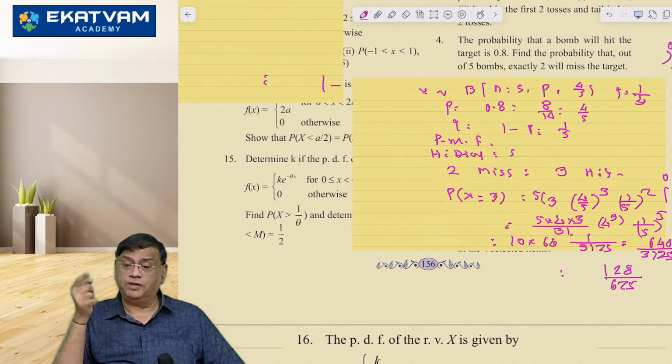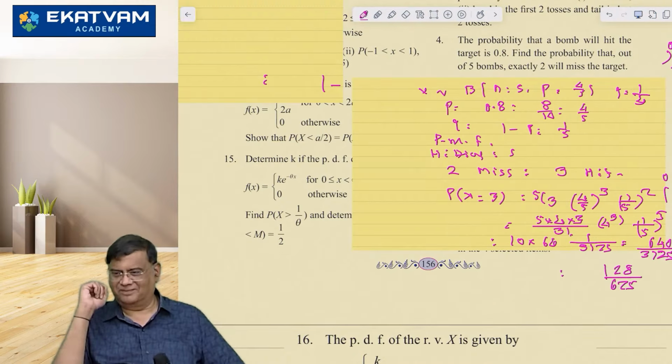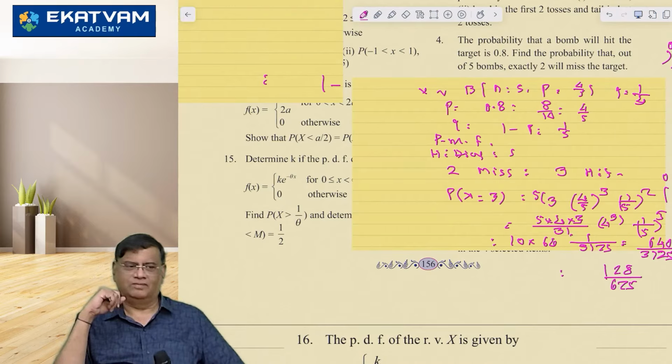मग केलं तर मग P बदलेल Q बदलेल. Then P will be 1/5. चालेल. क्या सक्सेस है वो डिफाइन करो. हिटिंग सक्सेस है या मिसिंग सक्सेस है. बट बॉम्ब के बारे में हिट करना ही सक्सेस होगा.